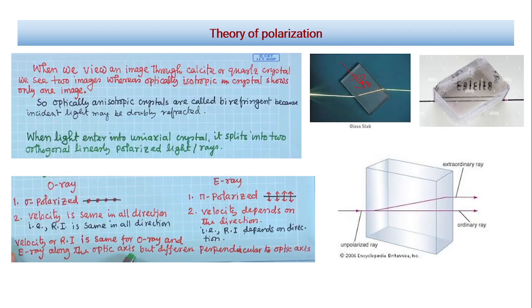We are seeing only one light coming because the optic axis is perpendicular here to the direction of light, but we see two images because the splitting is happening, ordinary ray and extraordinary ray, but they are along the same direction, only their speeds are different. That's why we are seeing two images. Okay, so optically anisotropic crystals are called birefringent because incident light may be doubly refracted. When light enters a uniaxial crystal, it splits into two orthogonal linearly polarized light rays.